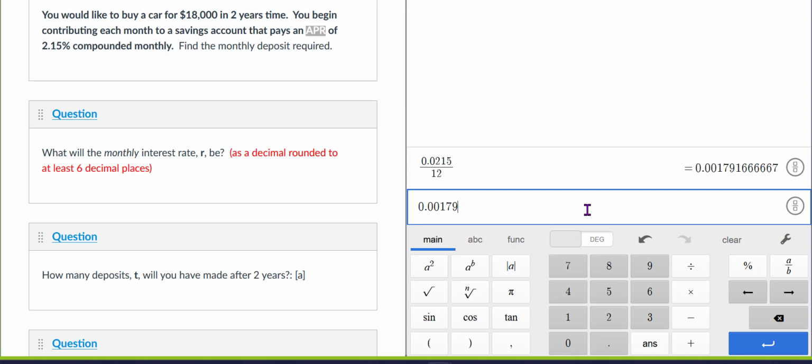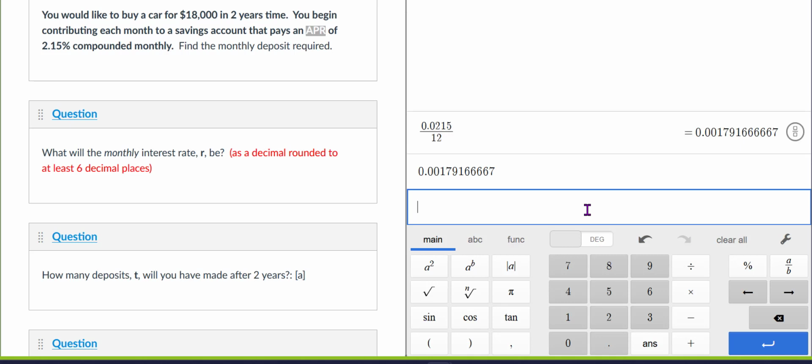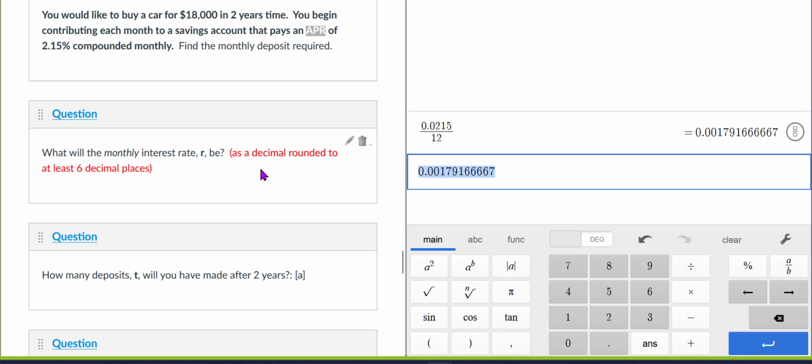So 0.00179, that's 1 2 3 4 5, and then I guess we'll go 2. That would be at least 6 places, or you can do 1 6 6 6 7 or something like that, right? So that's the rate R.